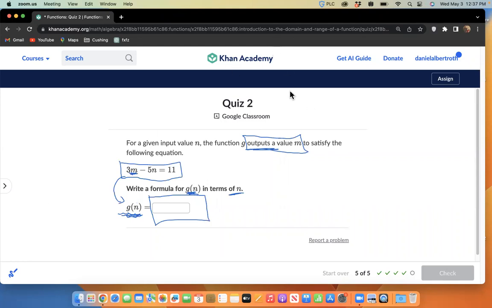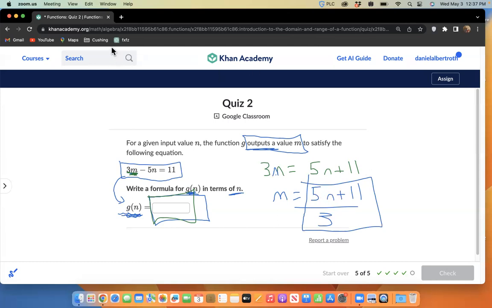Let's solve. So I have 3m minus 5n equals 11. I want to solve this for m, so that'll give me on the other side the n, because I want to get n in the box here. So I'm going to have 3m equals, I'll add 5n to both sides, 5n plus 11, and now I'll divide both sides by 3. So m equals 5n plus 11 all over 3. So now the function is written, it's in terms of n. Here I see n. Let's fill this in. So it's going to be a fraction. It's going to be 5n plus 11 over 3.